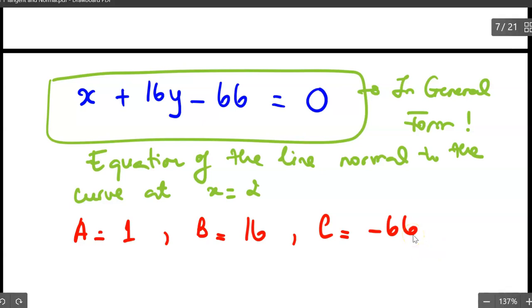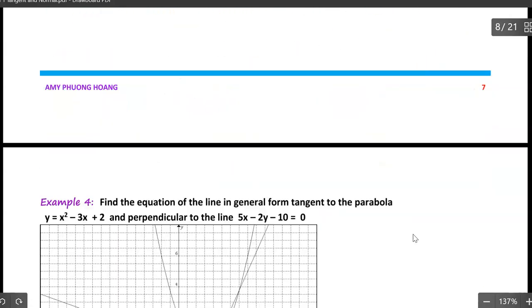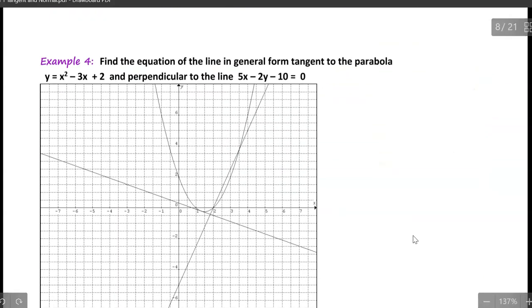Okay, so the next example is a little bit more challenging because it's saying to find the equation of the line in general form tangent to the parabola y equal to x squared minus 3x plus 2 and perpendicular to this line.